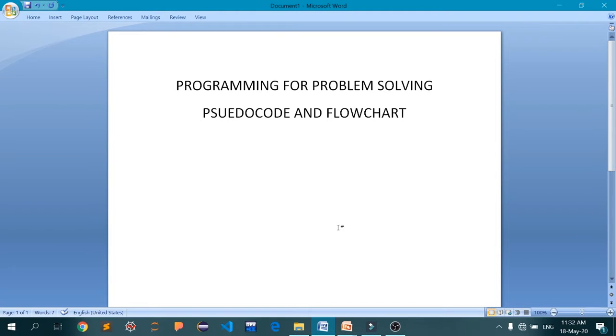So I will go back and forth in the slides to make you understand the actual meaning of flowchart and how to write the pseudocode of that particular flowchart. We're going to take a very simple problem, even a childish problem, and I will make you understand how the flowchart works and how the pseudocode works.